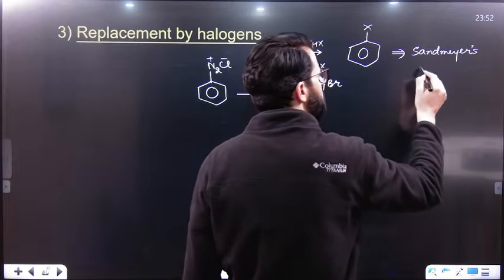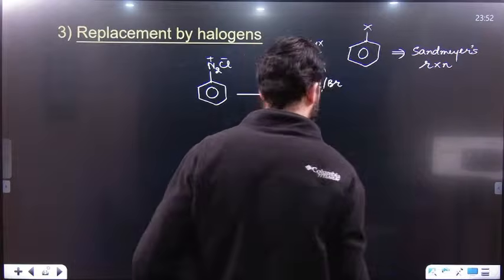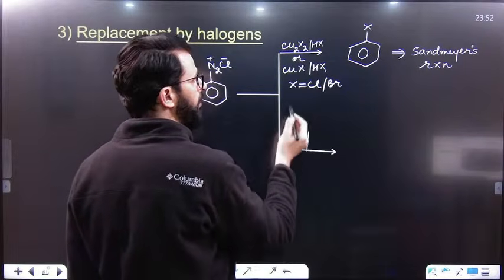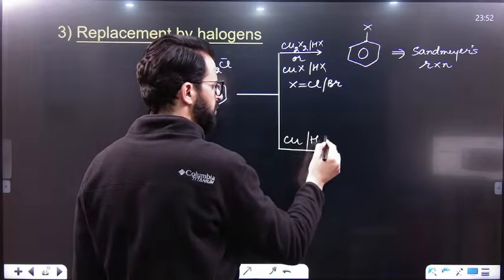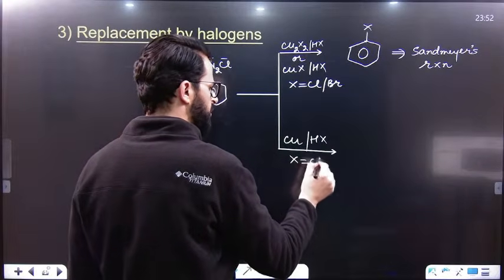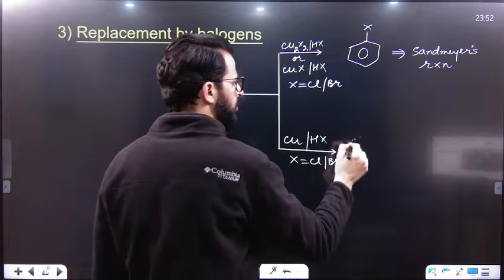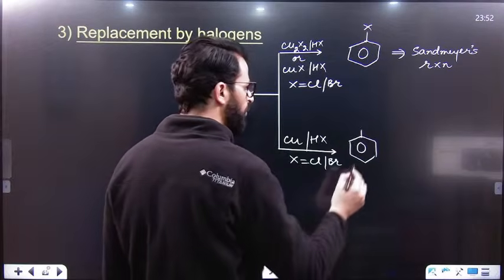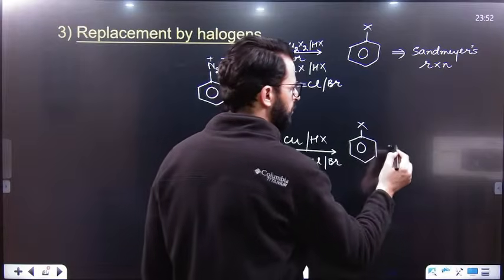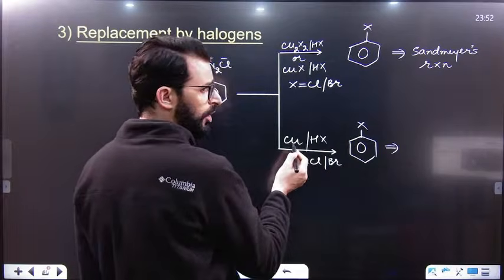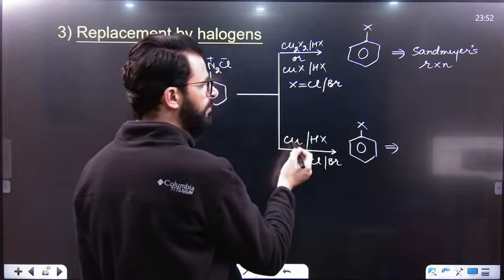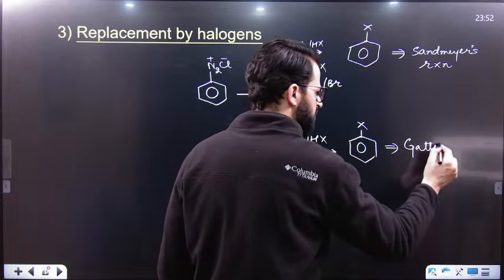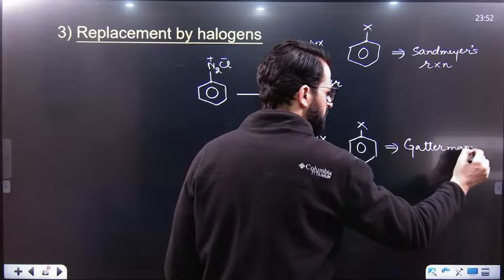This is known as Sandmeyer's reaction. Similarly, if you use copper powder instead of cuprous in presence of HX, where X is once again Cl or Br, you will get chlorobenzene or bromobenzene once again. But this chlorobenzene or bromobenzene formation on treatment of benzene diazonium chloride with copper powder and HX is known as Gattermann's reaction or Gattermann's synthesis. So this is Gattermann's reaction.